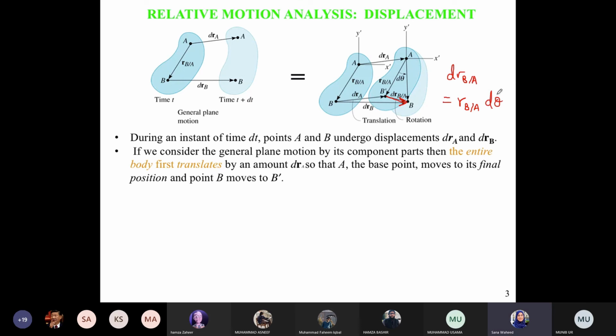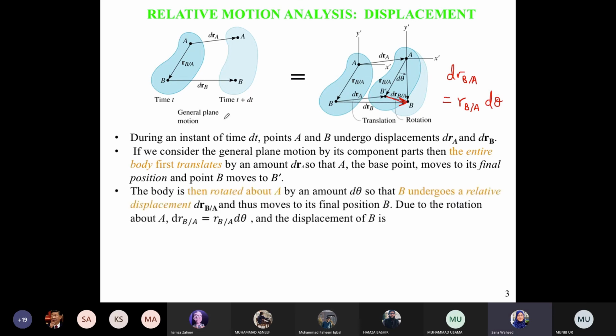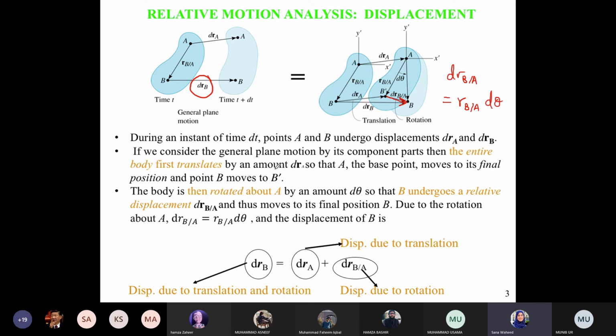Perfect. So now that we've got all of these lined up, let's write this down in vector form, and note that the total displacement dr_B of the point B is just the sum of the displacement due to translation, that is dR_A, because everything we will first translate by the amount of the base point. So सब कुछ dR_A से मूव हुआ, उसके बाद जो हमें और displacement चाहिए वो आएगी because of the displacement of B with respect to A. So that's then the displacement due to rotation.